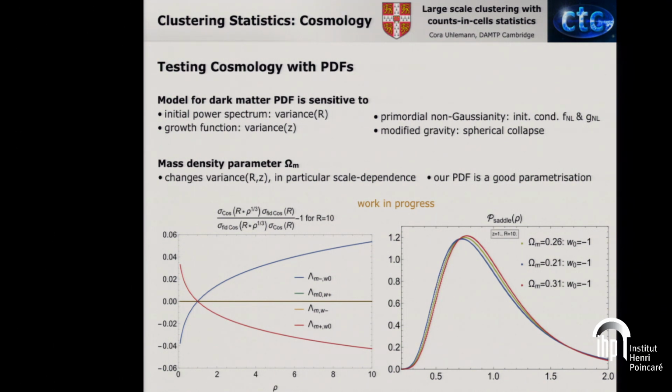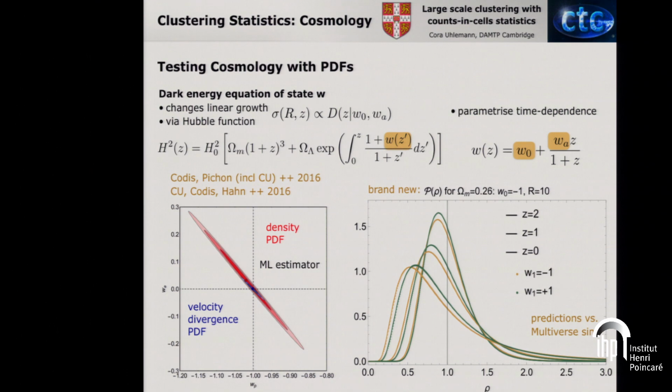But maybe that's not the most interesting thing, because these days we're in particular interested in probing dark energy. So what can you do for dark energy? Basically, the idea is you measure counts-in-cells statistics at different redshifts, and you use this growth of the variance that enters there. So this growth of the variance is now dependent on those two parameters if you parameterize the equation of state with w0 and wa.